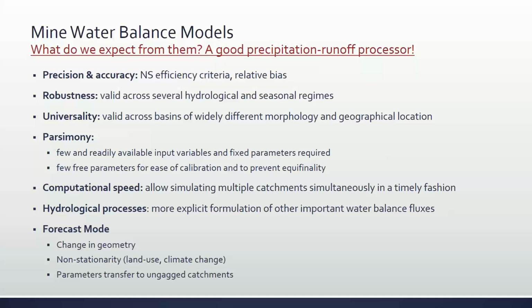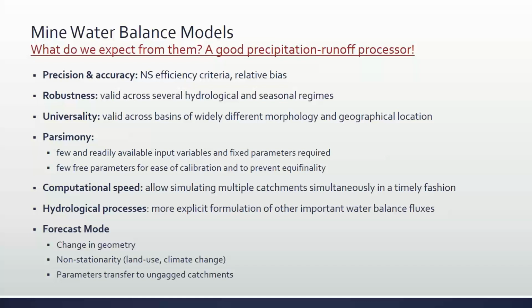So what do you expect from a good mine water balance model? A good precipitation runoff processor. And what characterizes such a good processor is precision and accuracy, so the capacity to replicate a river hydrograph, but also to limit the bias so that in the end you model the same cumulative volume as what's being measured. You want a robust model so that it's valid across several hydrological regimes and seasons. Universality: obviously there are mines in northern Canada, in Australia, all around the world, so you want a model that is valid in different geographical locations and morphology.